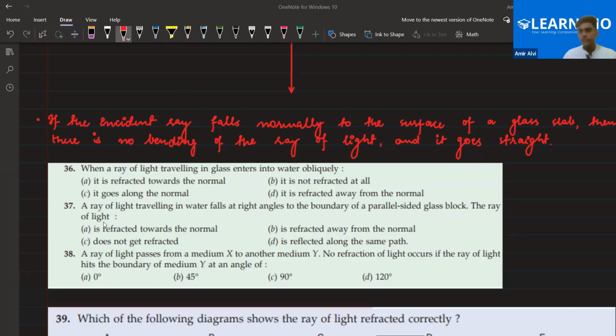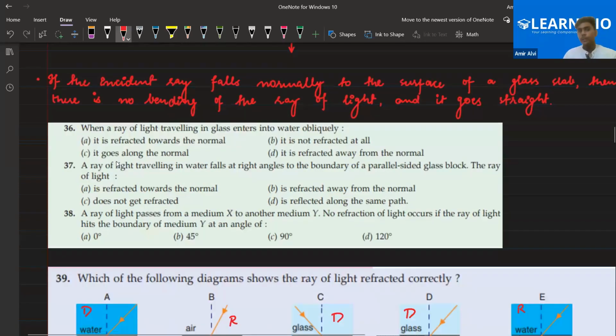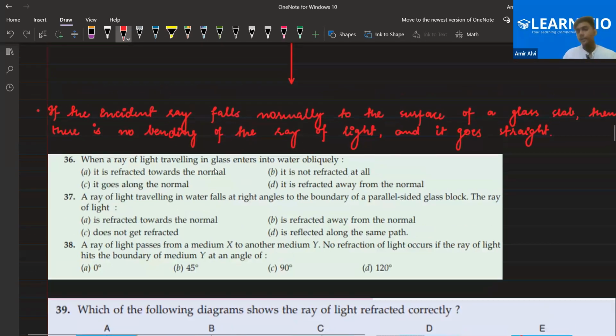Okay, let's quickly discuss this. The question is saying that when a light ray traveling in glass enters water obliquely, glass to water. Glass is a denser medium and water is a rarer medium if we compare them. So it will refract towards the normal, no, because it is not rarer to denser. It is not refracted at all? The question already said obliquely, so there would be some refraction. It goes along the normal? Not the case. It refracts away from the normal.